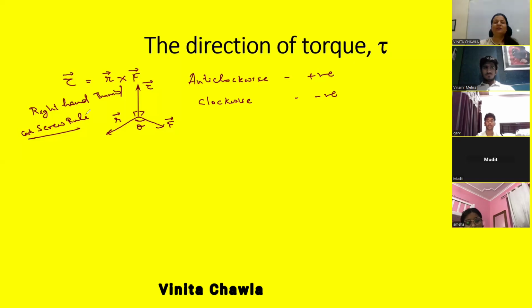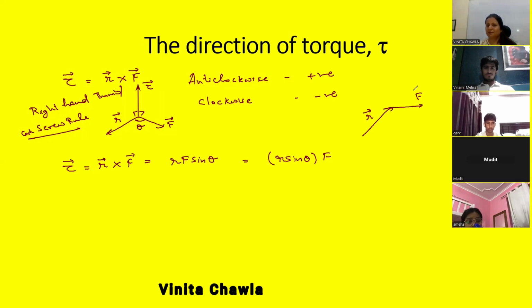ठीक है? See, because torque is R cross F, so we can write this as RF sin theta, or we can write this as R sin theta into F. Now what is this R sin theta? If we consider this as vector R and force is acting in this direction, so we can resolve this R into two components. And if this angle is theta, then this is R cos theta and this is your R sin theta.